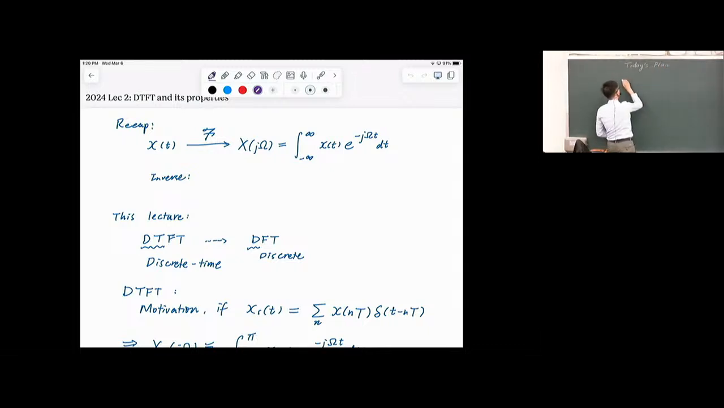The first topic I want to cover is a version of Fourier transform that's called DTFT, which stands for discrete time Fourier transform. Fourier transform, you know how to spell transform, okay? So discrete time Fourier transform, discrete time is an adjective.